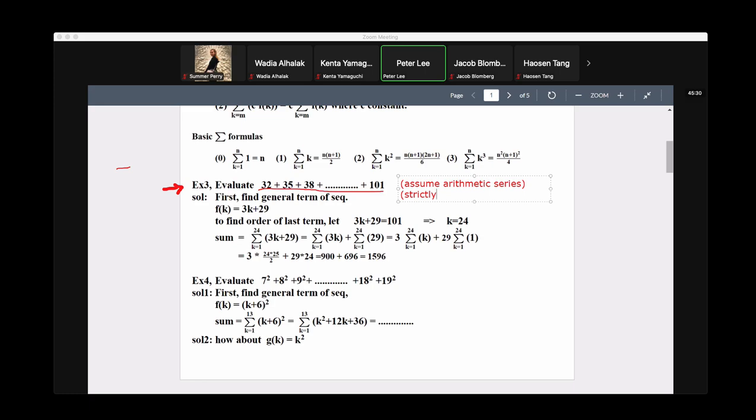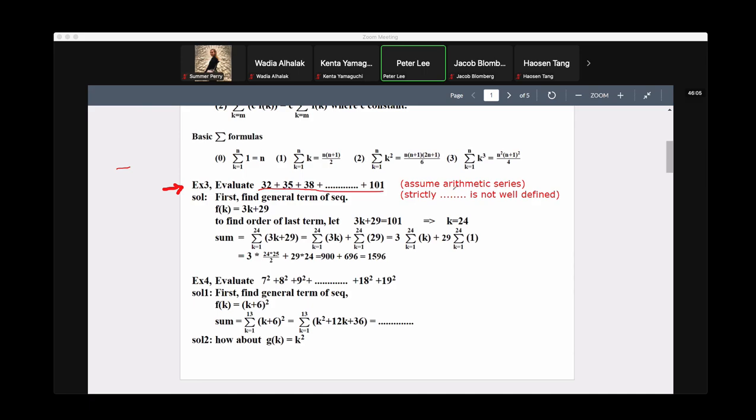Strictly speaking, on a test, if I give you a series like this, I will tell you that it's an arithmetic sequence. Strictly, this dot dot dot right here is not well defined. If you want to argue from the logical standpoint, can you tell what this dot dot dot is? The answer is no. If I give you a problem like this, that will be a problem mathematically. So in this case, on example 3, I will have to tell you that this is an arithmetic series.